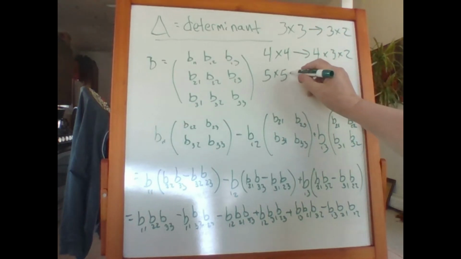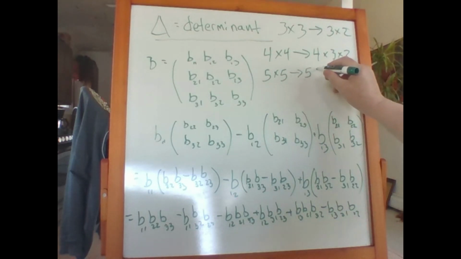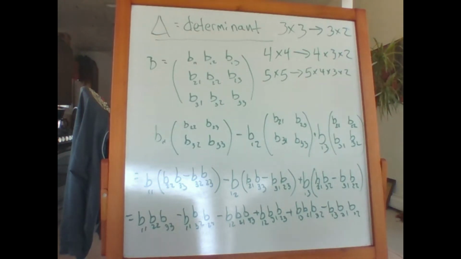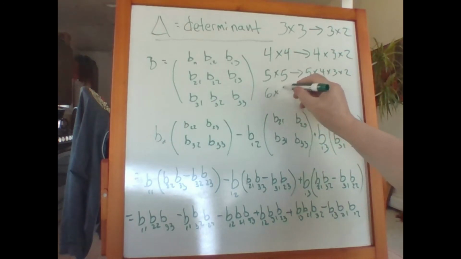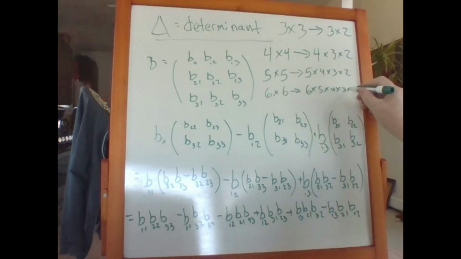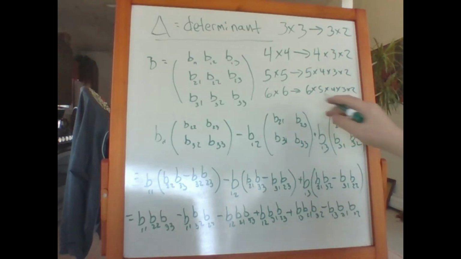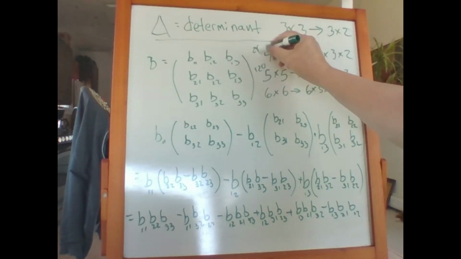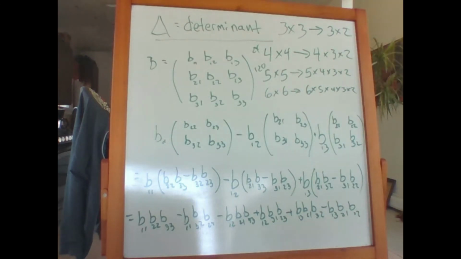how many calculations? We have 5 times 4 times 3 times 2. And it turns out, no matter how large it is, let's say a 6 by 6 is 6 times 5 times 4 times 3 times 2 calculations. You can see that we're getting very large. I mean, 5 by 5 is 120. This is 24. 6 times 4 is 24 calculations. So getting the determinant of a large matrix is going to involve a lot of numerical calculations.